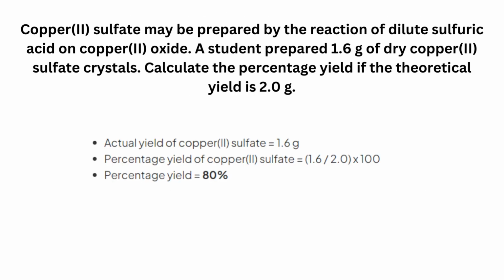Example, copper sulfate may be prepared by the reaction of dilute sulfuric acid on copper oxide. A student prepared 1.6 gram of dry copper(II) sulfate crystals. Calculate the percentage yield if the theoretical yield is 2 gram. Actual yield of copper sulfate is 1.6 gram. Percentage yield of copper sulfate is 1.6 over 2 times 100, which is equal to 80%.